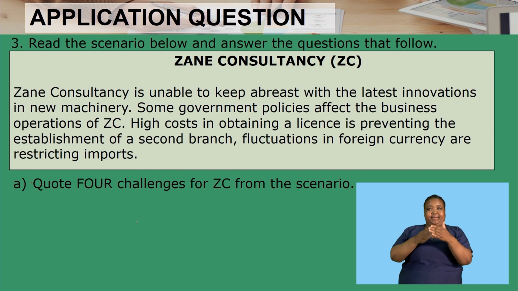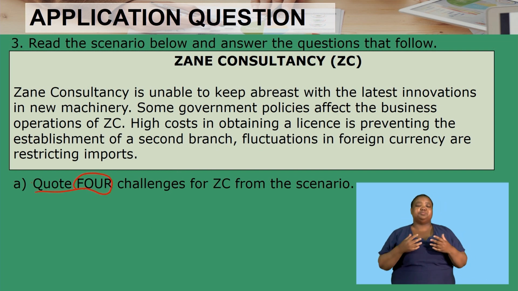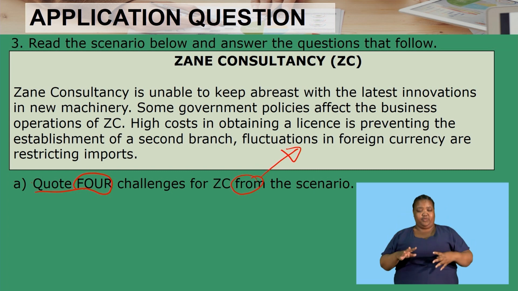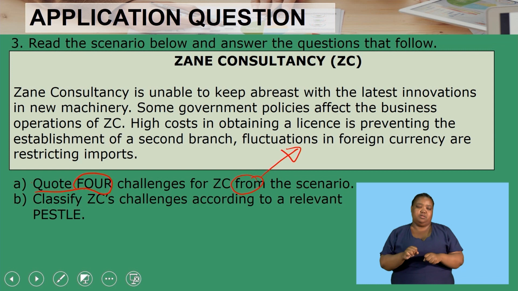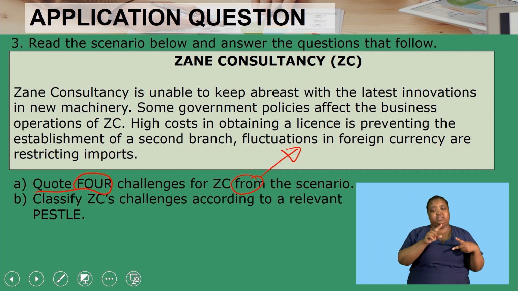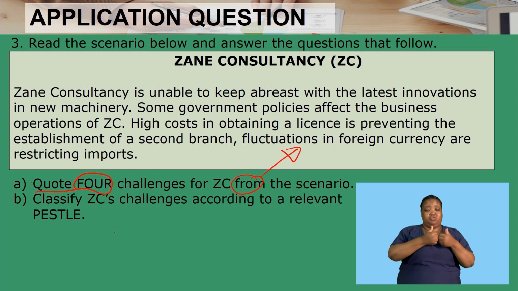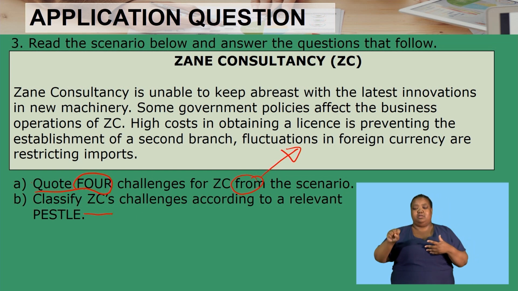Now, the question says, quote 4 challenges for ZC from the scenario. This is the scenario. So when we're quoting, we'll find our challenges from the scenario word for word. The second question says, classify ZC's challenges according to relevant PESTEL. Right, reminder, PESTEL is an acronym.